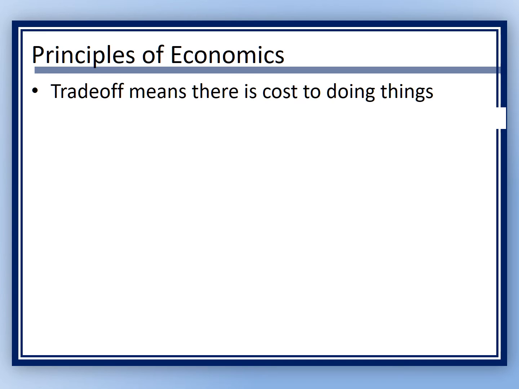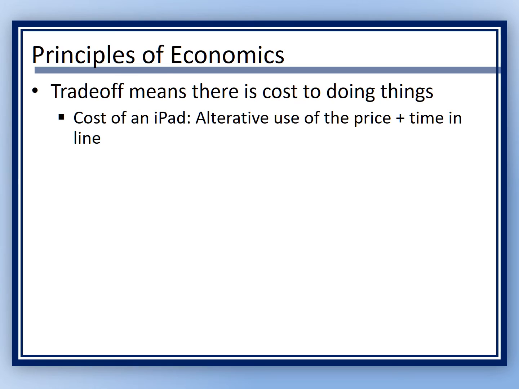Now, trade-off means there's cost to doing things, right? Cost of an iPad is the alternative use of the price. That's one. How much does an iPad cost? An iPad costs something like $3,888 in Hong Kong. So if you buy an iPad, the money you spend on the iPad cannot be used on something else. But that's not the only cost of an iPad, because if you have to wait in line, that's cost.